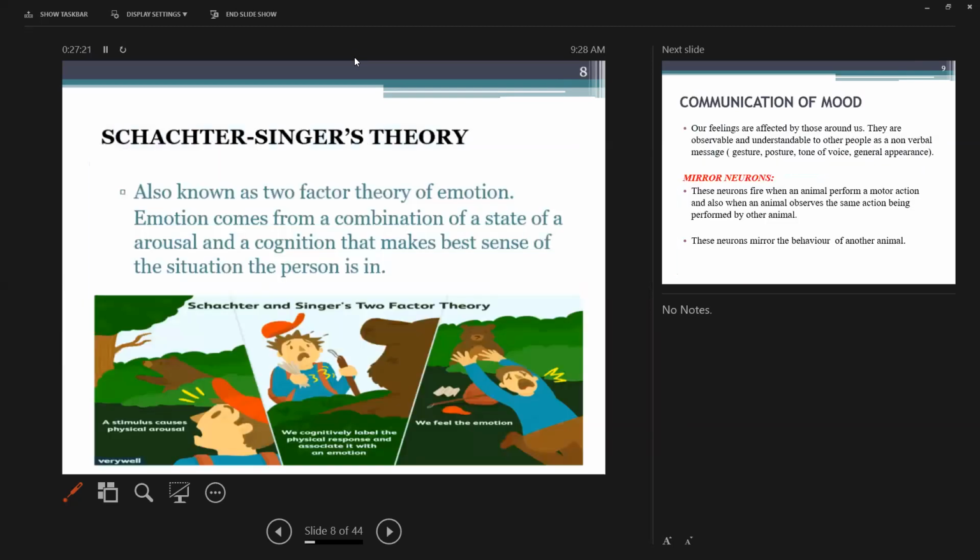The third one is the Schachter-Singer theory. It is also known as the two-factor theory of emotion. In this, cognition combined with physiological arousal leads to the emotion. I think the third one makes sense.